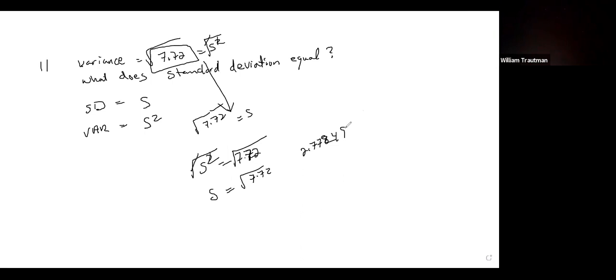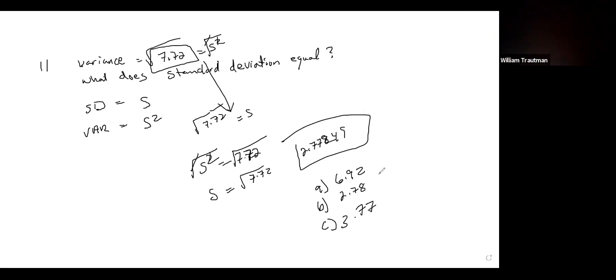The question is, how would I round this? I wouldn't trick you for rounding it. I'd give you like A, B, C, three different answers, like 6.92, 2.78, 3.77. Which is the correct answer? B, if I rounded it to 2 decimal places.